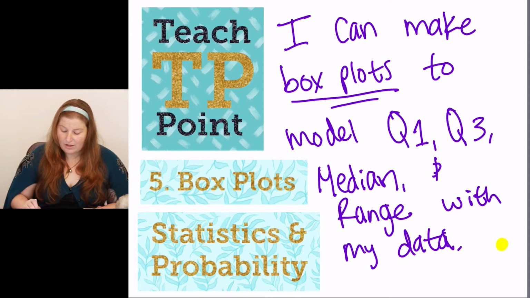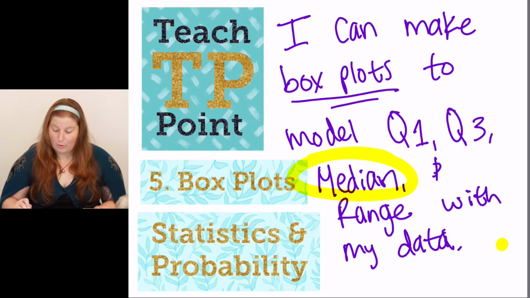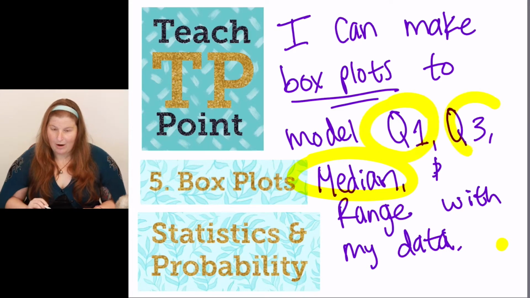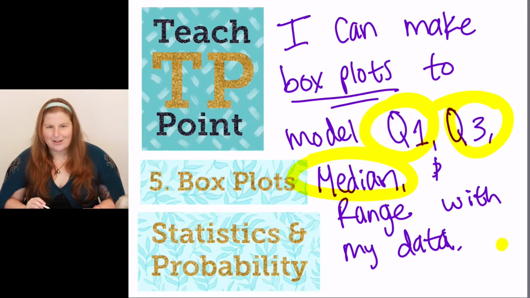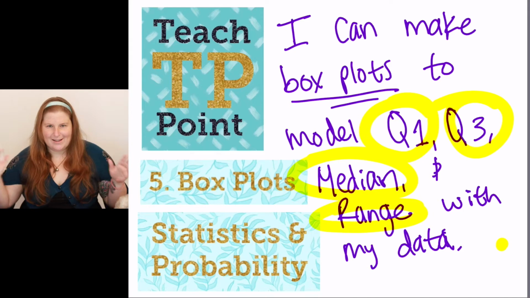They show them, first of all, where the median or the middle of your data is. Then they show them where Q1 and Q3 are, the end of your first quarter and the end of your third quarter, if you split your data into quarters. And then they show them your range, or how big your data set is in all.